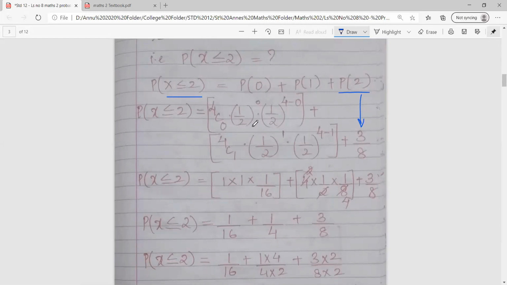So 4C0 half raised to 0 into half raised to 4 minus 0. Plus 4C1 half raised to 1 half raised to 4 minus 1. So 4C0 is nothing but 1. Half raised to 0 is nothing but again 1, into 1 upon 16 because half raised to 4 times. Similarly, 4C1 will give you 4, half raised to 1 will give you half into half raised to 3, which gives you 1 upon 8.